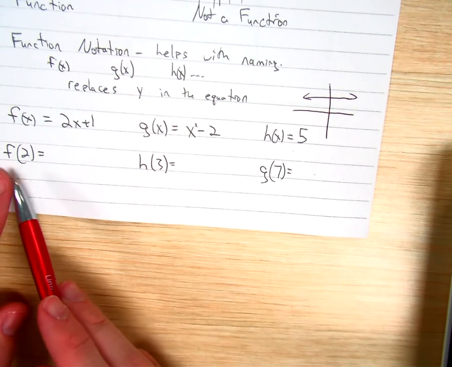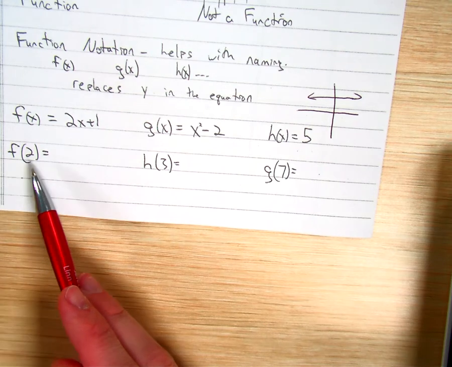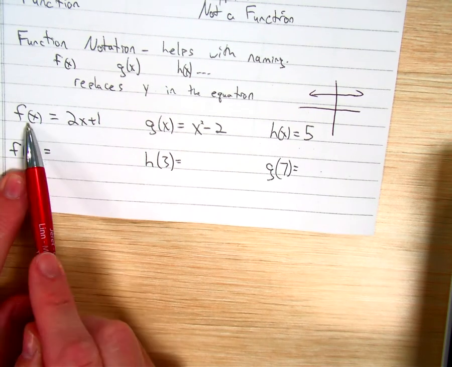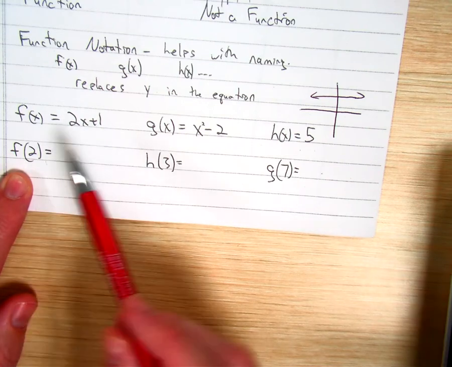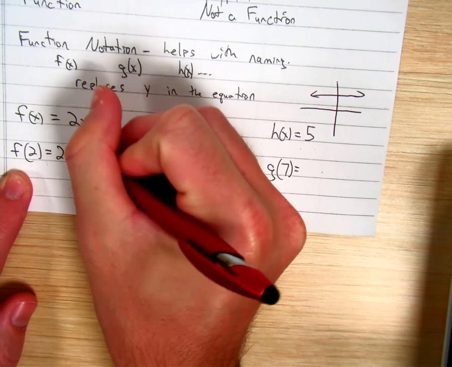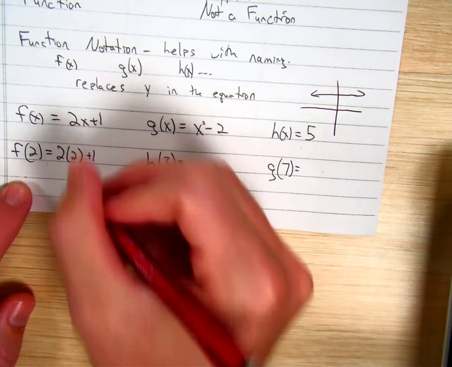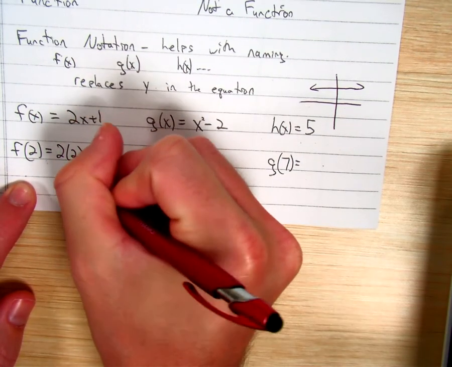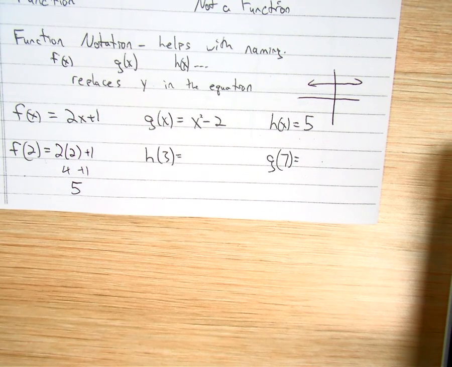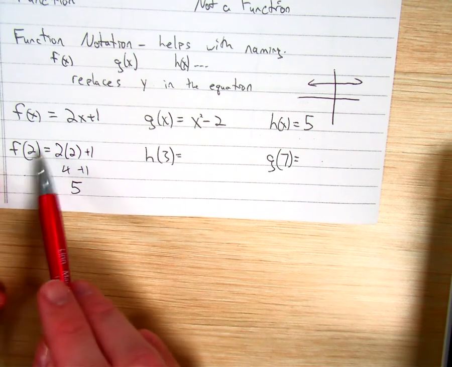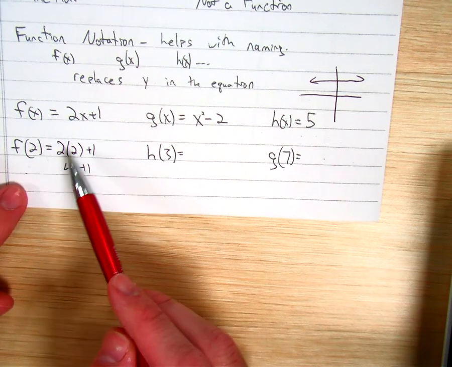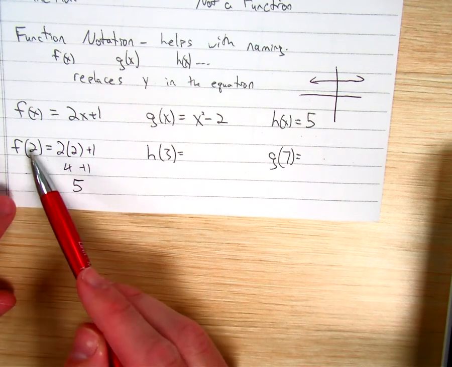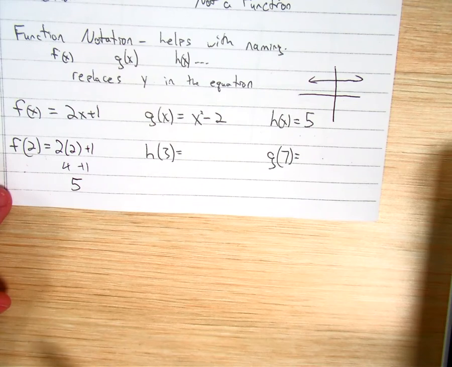Okay, so f of 2. To find f of 2, I'm going to put 2 into the f equation. So f of 2 is going to be 2 times 2 plus 1. 4 plus 1, we should be getting 5. A common mistake is that kids will try to do something with this. They'll leave 2 equals. You don't need to be using that over here. This is just telling you what equation to use and what number to put in for x over there.